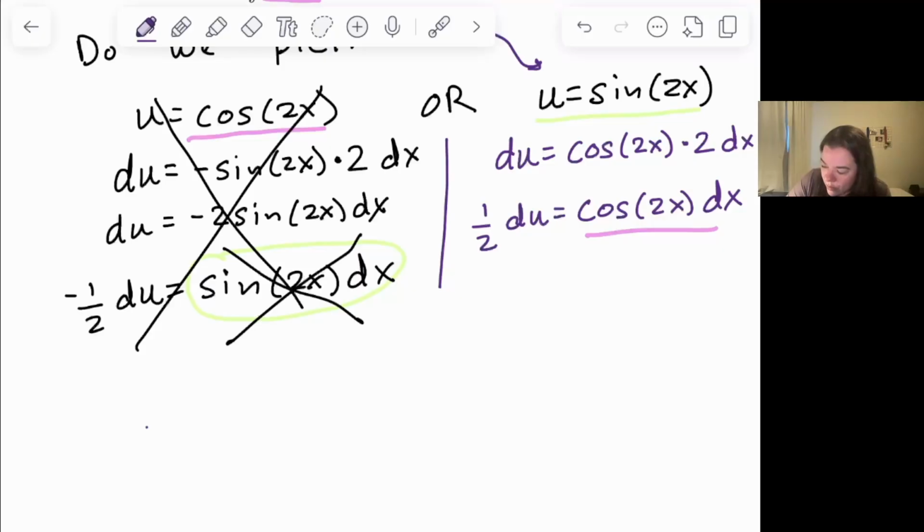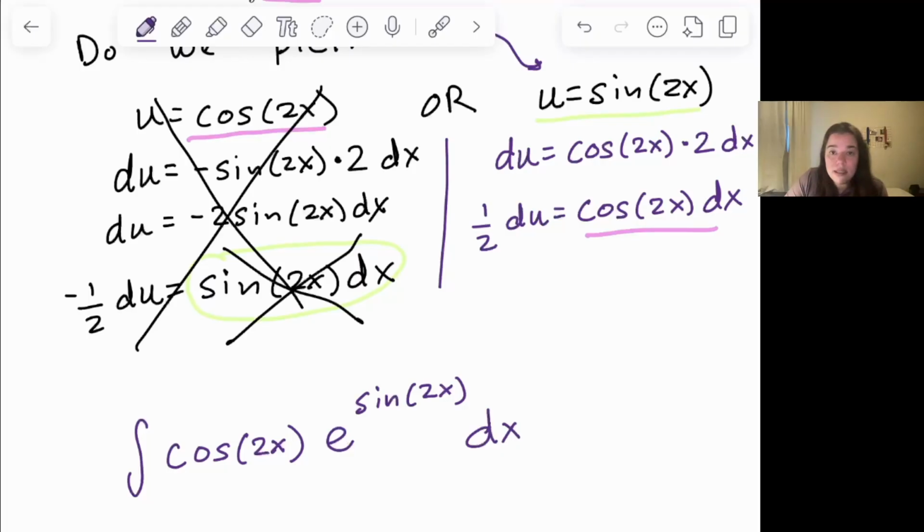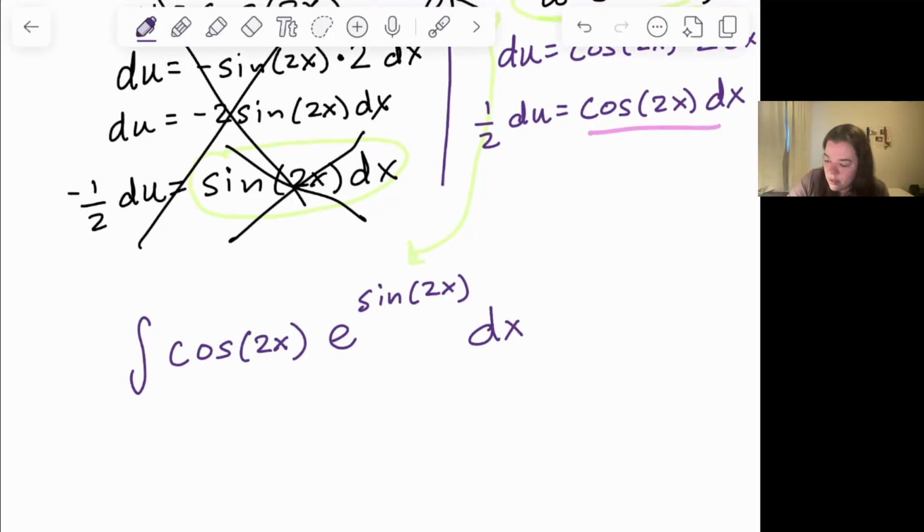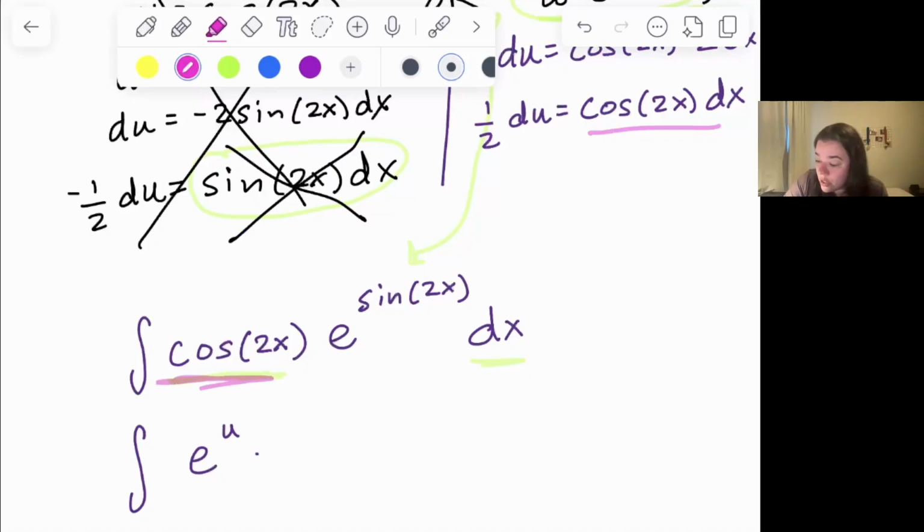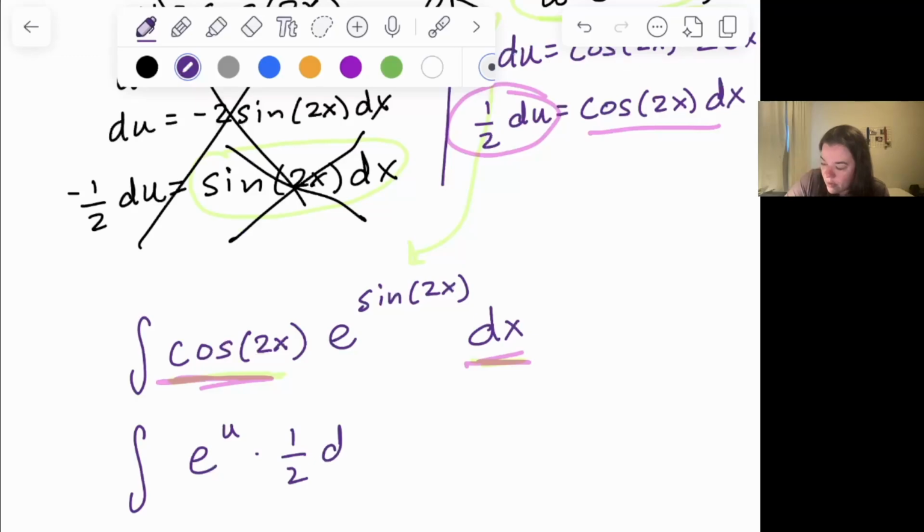So I'm going to rewrite the original just so we can see it. The original was cosine 2x e to the sine 2x dx. Now, I am going to take my u. U is going to replace the sine 2x. So let's go to the next line. This is going to become e to the u times, and then remember, the cosine 2x dx. I guess I should do it in my pink to be consistent. The cosine 2x dx gets replaced by the 1/2 du.